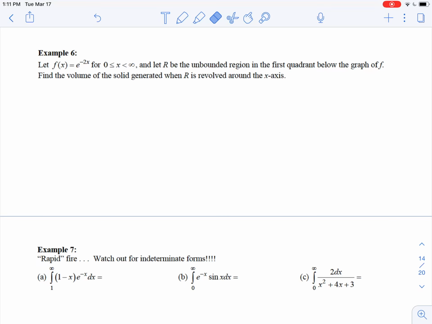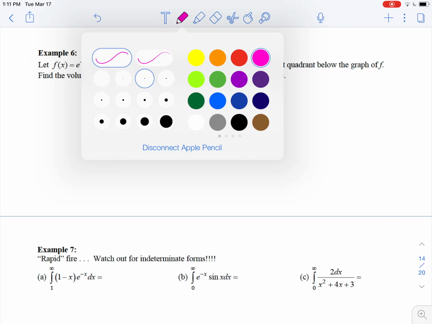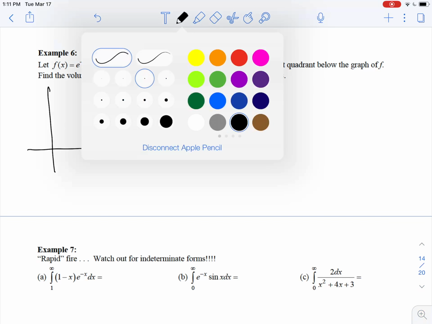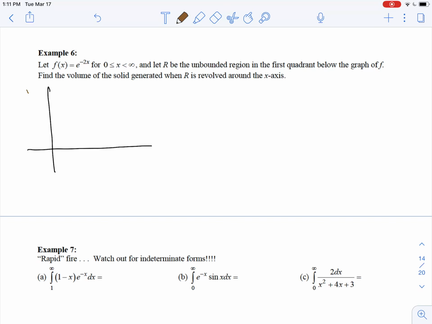All right, y'all. So, what I'm gonna do is go over example number 6 real quick. What you want to do first is just sketch out a diagram of what we have right here. You've got this function e to the negative 2x, and I'm just drawing a rough sketch of that right there. All right. So now we got that.